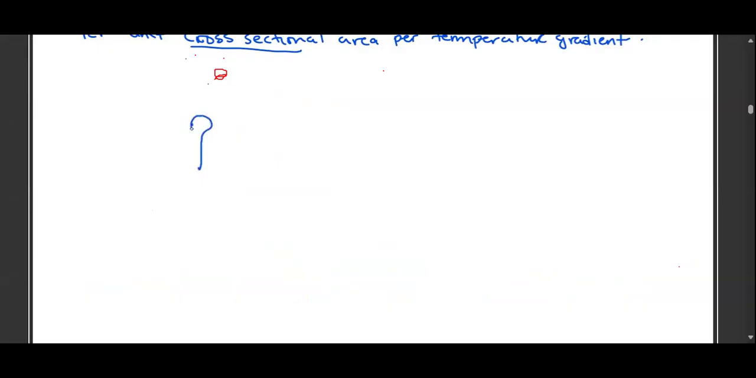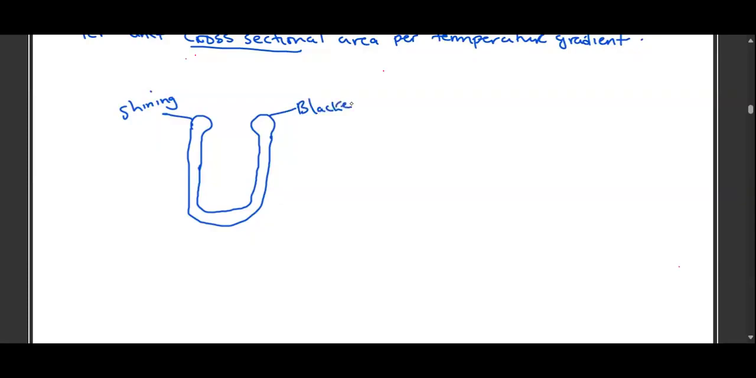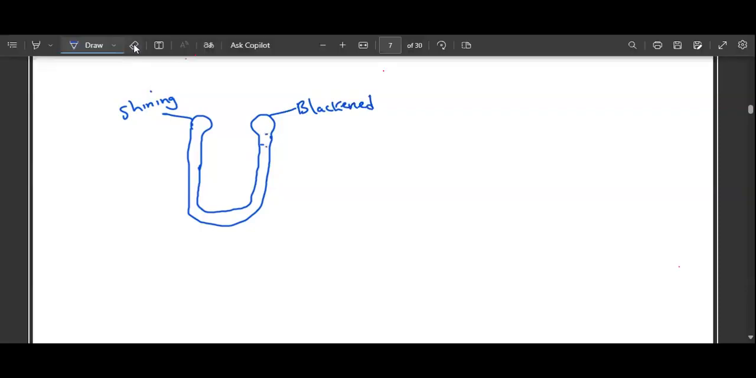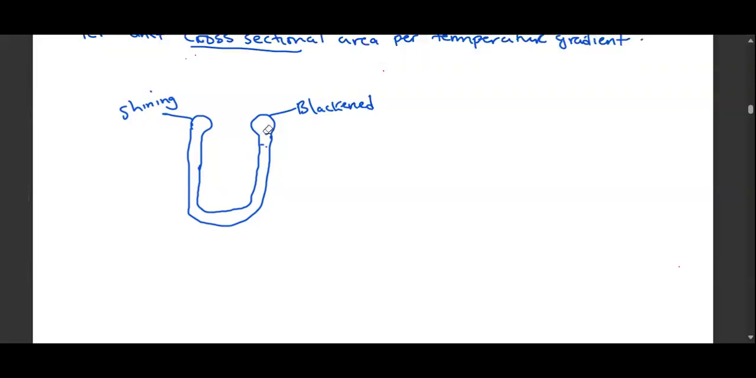Here we have our liquid ether enclosed in the tube which has uniform area. Now this part here is shining. This part here is blackened. Then inside here we shall have liquid ether.